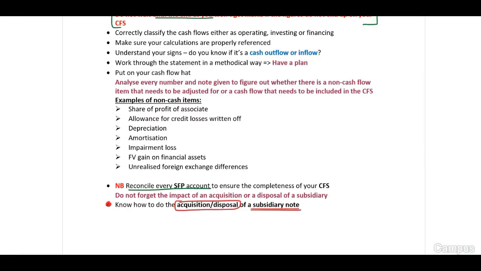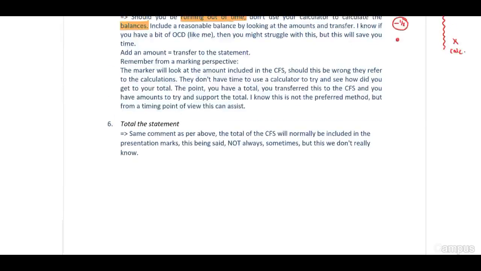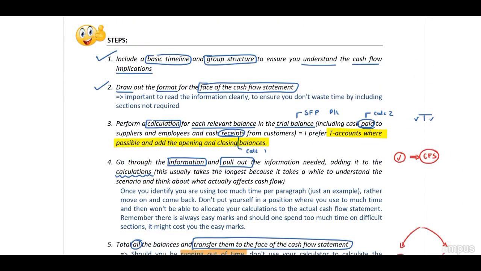Now, when we look at this, we have completed step number 1, 2. In terms of step number 3, I want us to now include our calculations per statement of financial position line item. Therefore, I'm first going to work through my statement of financial position. I'm going to include my opening balances and closing balances. Then I'm going to look at my profit and loss, identify the relevant information that I'm able to include in my T account calculations, and then only will I move on to step number 4.